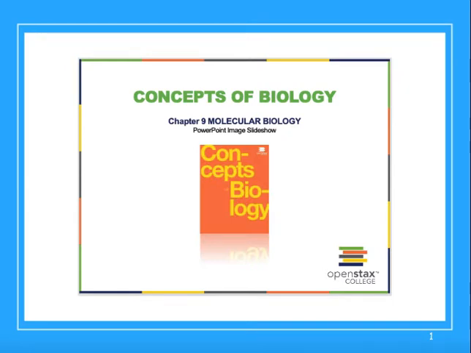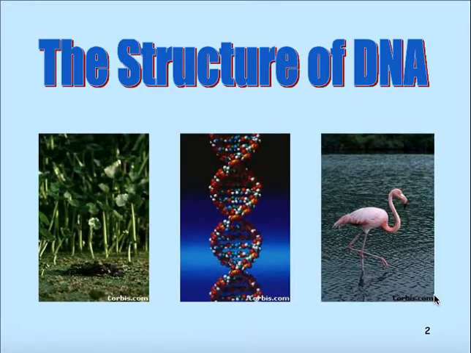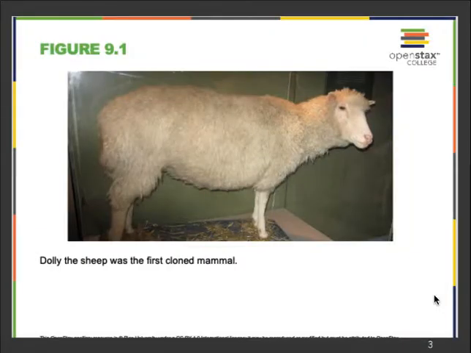In Chapter 9, we are going to be diving into molecular biology, which scares a lot of people, but we are going to be able to get through it. So in this chapter, we're going to be talking about DNA and how DNA controls the operations of your cells. DNA is made of nucleic acids that carry information for the functioning of your cell.